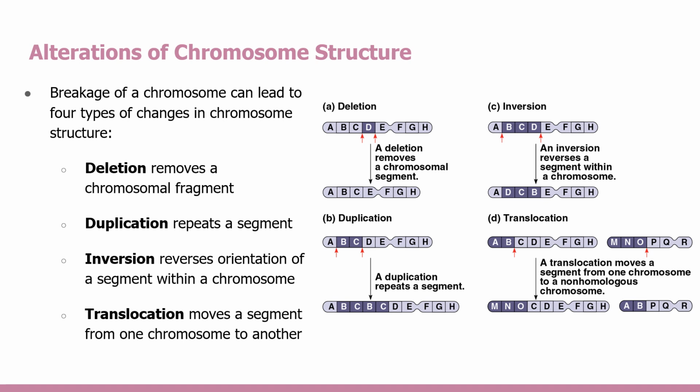There could be other genetic disorders that occur due to the breakage of the chromosomes or major alterations of the chromosomal structure. So, breakage of the chromosome can lead to four types of changes in chromosome structure. So, a deletion removes a chromosomal fragment. Duplication repeats a segment, making it longer. Inversion reverses the orientation of a segment within a chromosome, potentially affecting the genes. And then translocation moves a segment from one chromosome to another, again slightly altering the size of the chromosome.